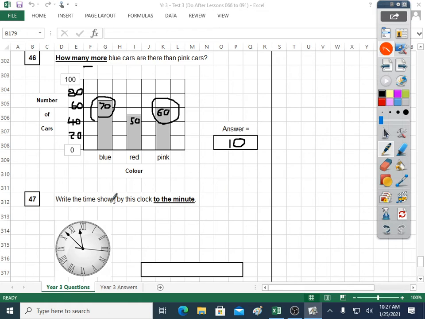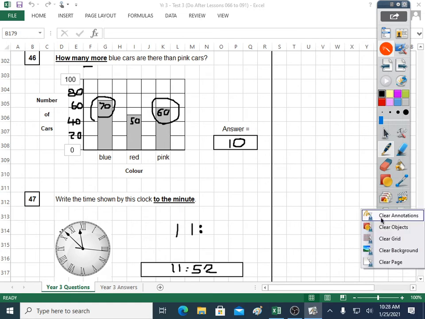Question 47. Write the time shown by this clock to the minute. So let's go to the hours hand first, which is the shorthand. This is only slightly shorter. The hours hand has gone past 11. It's not at 12 yet, so it's 11 something. So I'd get my hours sorted first. Minutes, quite tricky. Minute starts on the top and goes 5, 10, 15, 20, 25, 30, 35, 40, 45, 50, 51, 52. It's 11:52. I can write that in the answer box. 11:52 or 52 minutes past 11, you might say.